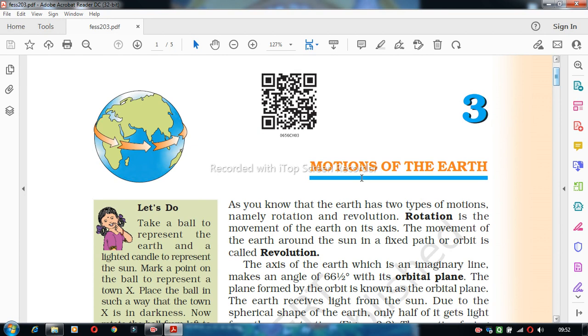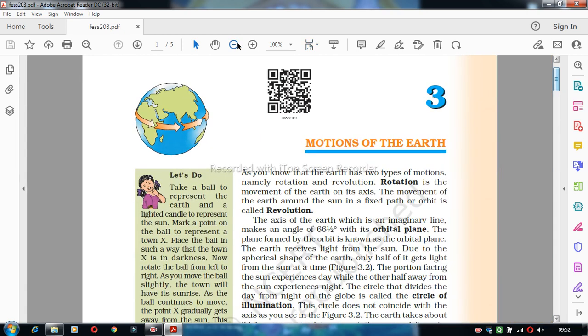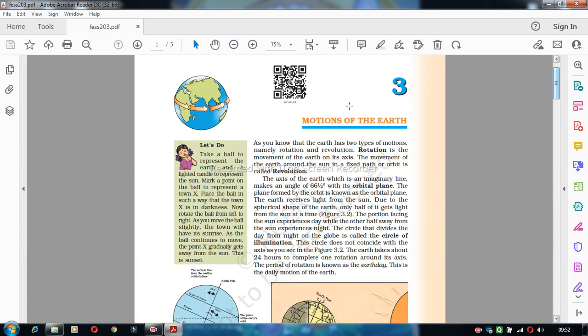So in this, as you are observing here, Motions of the Earth. We are going to see first, as you are seeing in the photograph, the Earth is there and dotted lines are moving around it. These dotted lines are talking about the motions of the Earth. So chapter number 3 will discuss rotation and revolution.